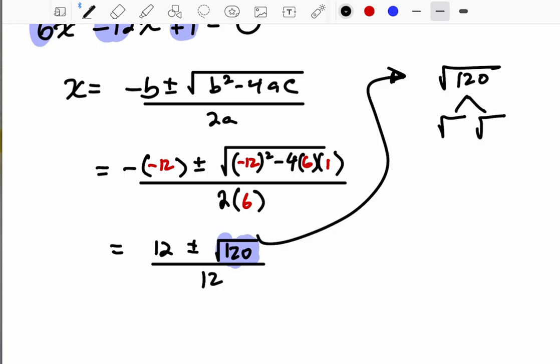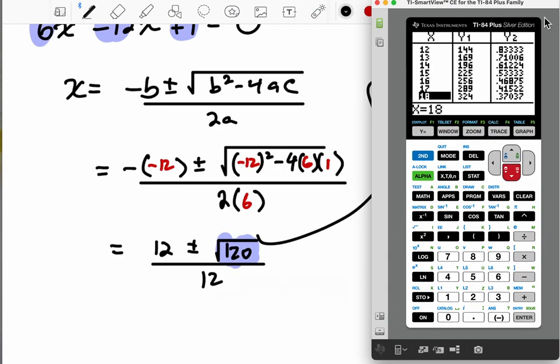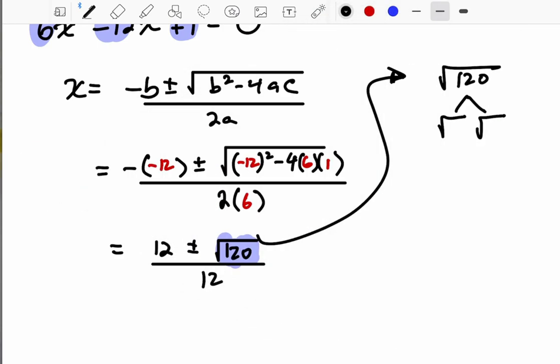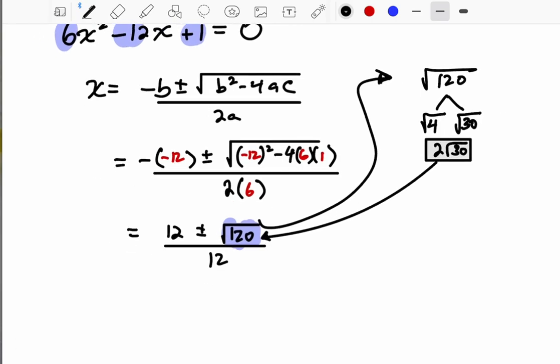So radical 4 and radical 30. So 2 radical 30 replaces the radical 120. So 12 plus or minus 2 radical 30 over 12. But then we have to look to reduce the fraction.